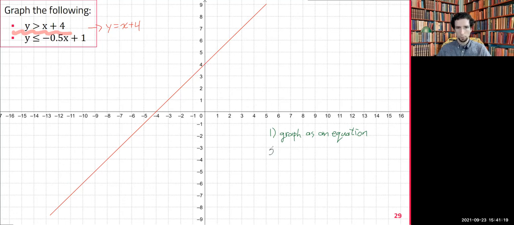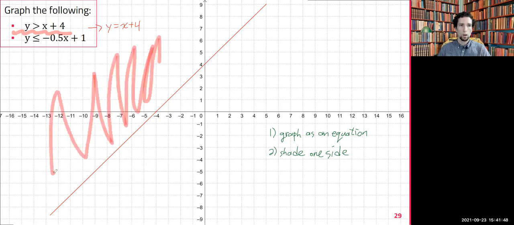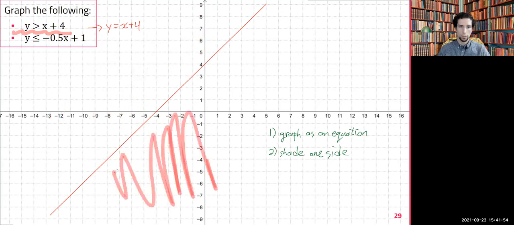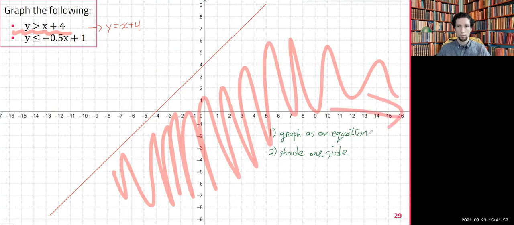Step 2 is shade one side. We have to sort of color in one side of this. The graph is y is greater than x plus 4. So that means that the solution to this, the list of points that will work with that, is not just the points on a line, it will be a whole big area, either all of this or all of this, and off to infinity in every direction here.